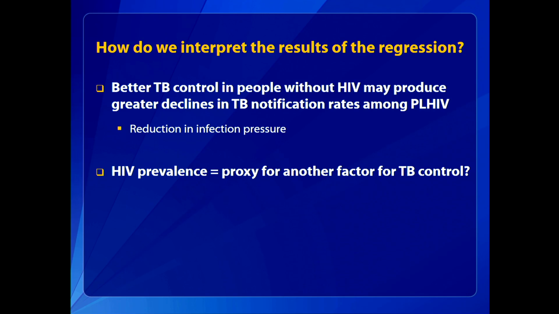The association between increased HIV prevalence and reduced TB notification rates may suggest that increased HIV prevalence is a proxy for another important factor for TB control, of which several variables can be considered, including funding levels, isoniazid preventive therapy, and others.